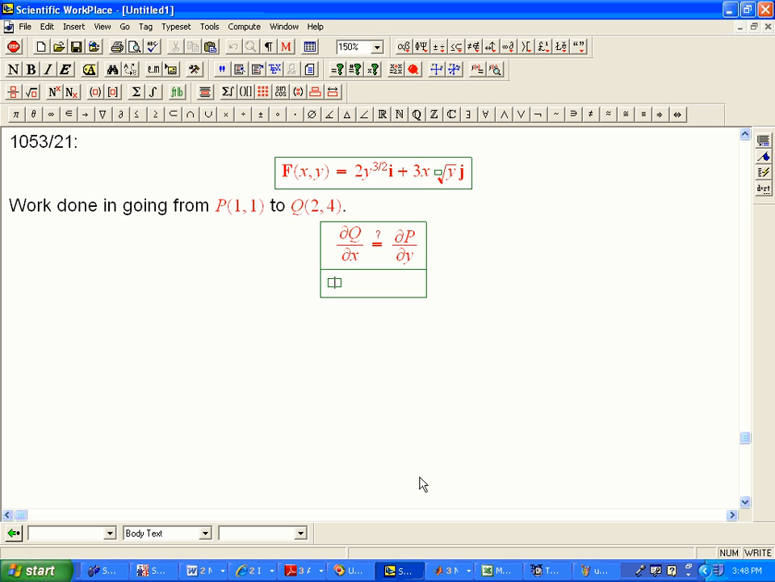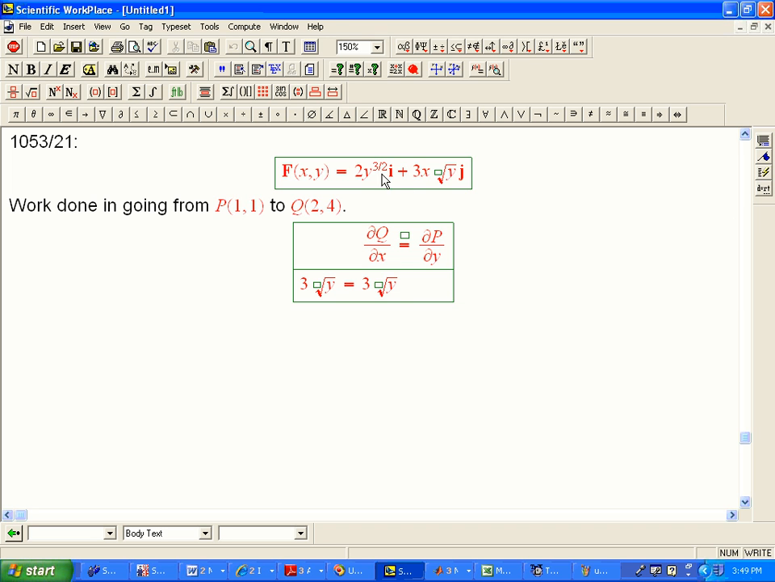dQ/dx is 3 root y, because Q is the j component. And is that equal to dP/dy? Yep, 3 root y is dP/dy. Weird, the equals sign doesn't seem to want to work, but okay, now it does.